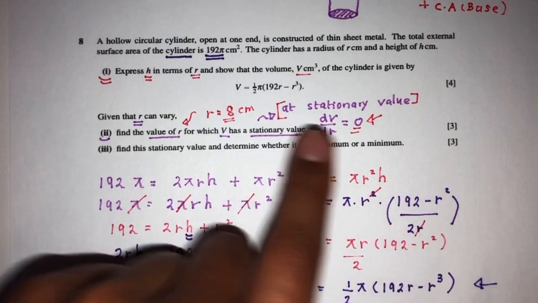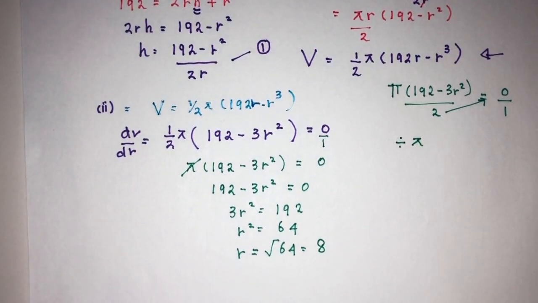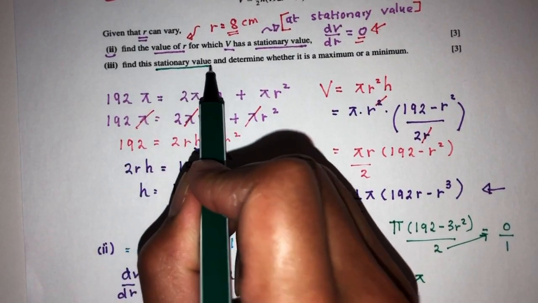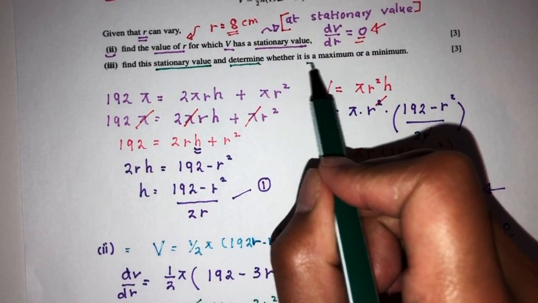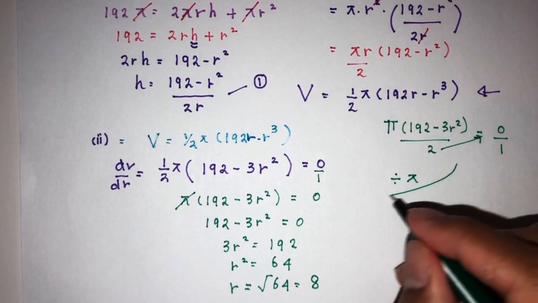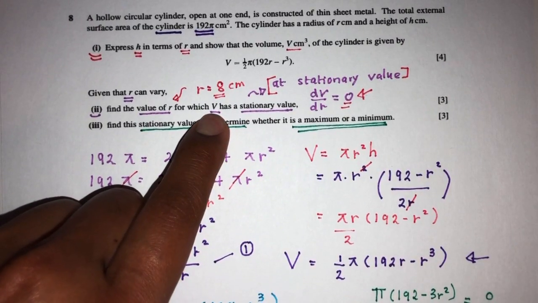Okay, and then using that, we have to solve one by one to find the value of r. Now for part 3, we have to find the stationary value and determine the nature. So pretty easy. So let me continue here. So the value itself is what? The maximum or the minimum value of v, or the stationary value.